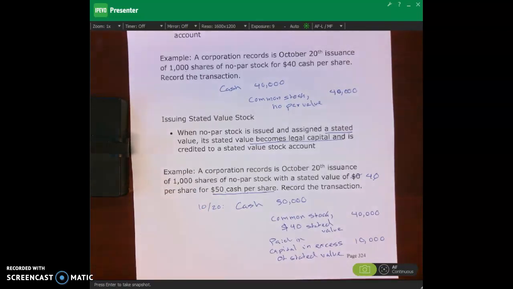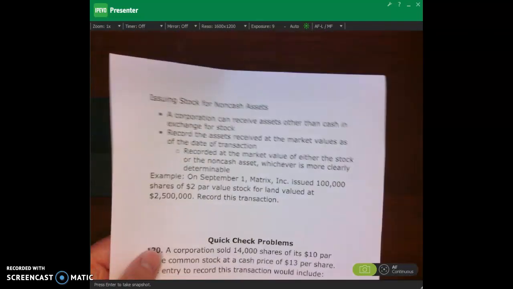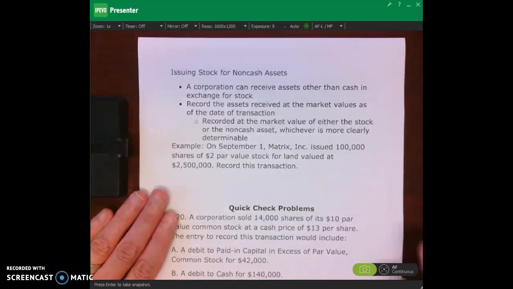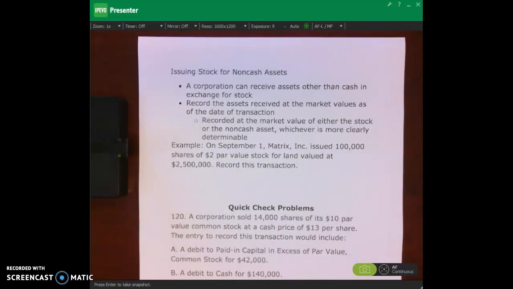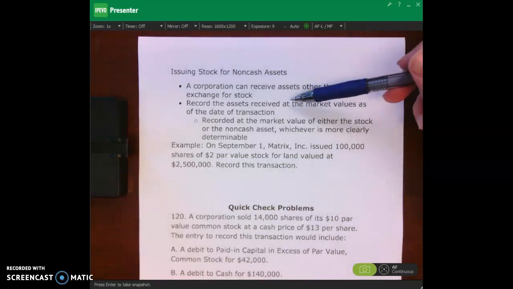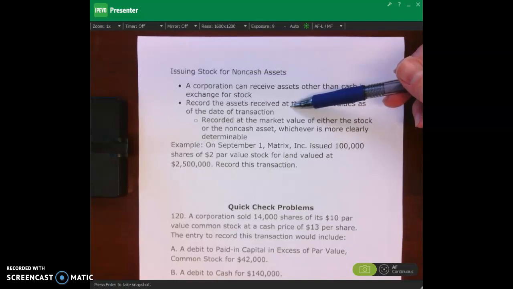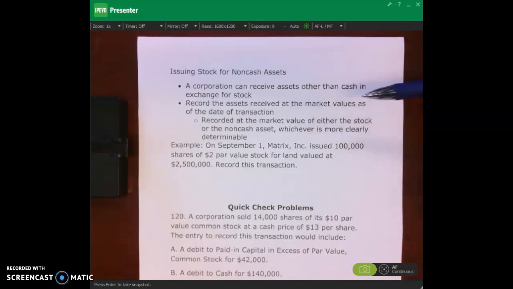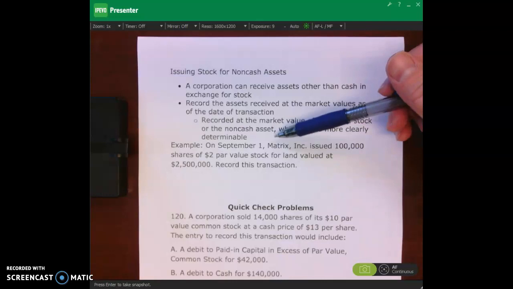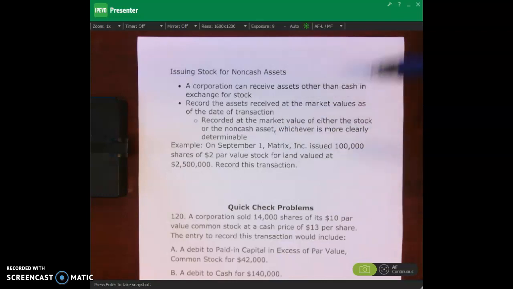Okay. The next thing that we can do, one more, is that we could issue stock for non-cash assets. So a corporation could receive assets other than cash. They could receive land, for example. So what we're going to do is record the assets received at the market values as of the date of the transaction. So it's going to be either recorded at the market value of the stock or of the non-cash asset, for example, land, whichever is more clearly determinable.